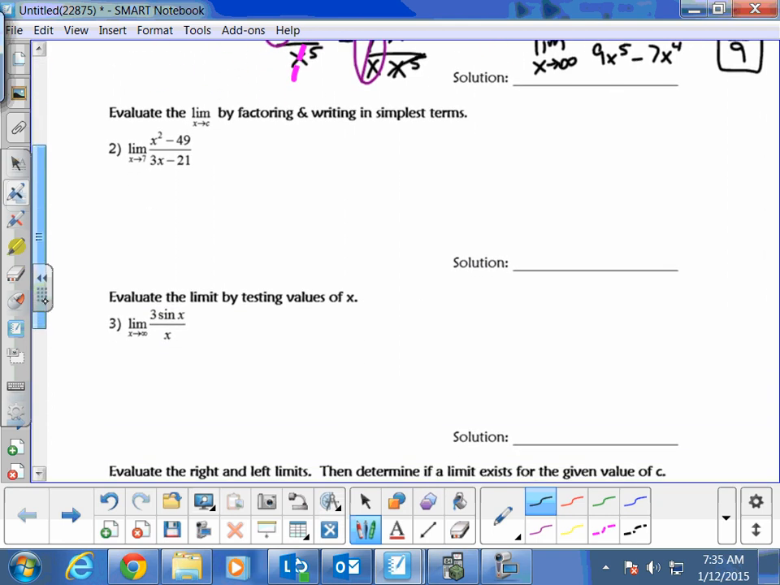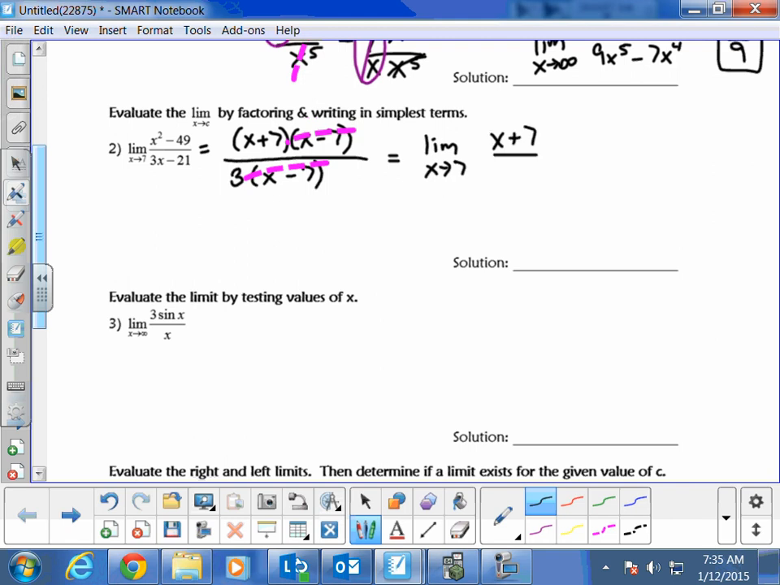This one says evaluate the limit by factoring and write it in the simplest terms. So with this one, we're going to have to factor. The numerator is a perfect square, so we can go ahead and do x plus 7, x minus 7. And in the denominator, we can factor out a 3. So I'll be left with x minus 7 once I factor out that 3. And conveniently, this cancels with this. So I'm really left with the limit as x approaches 7 of x plus 7 over 3.